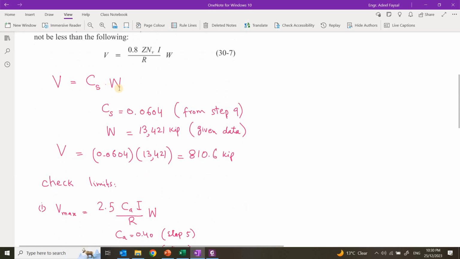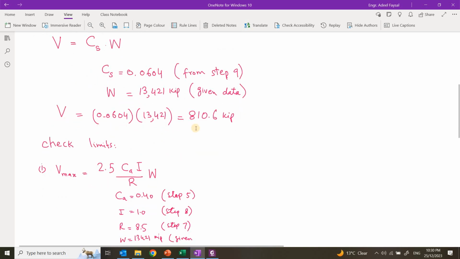So V is equal to CS times W, where CS is coming from the last step, step number 9, and W is given data. So V is equal to 810.6 kip. Okay, if this is in kip, then V will also be in kip. Now this is the base shear. So this is the total lateral force that the building will be subjected to.